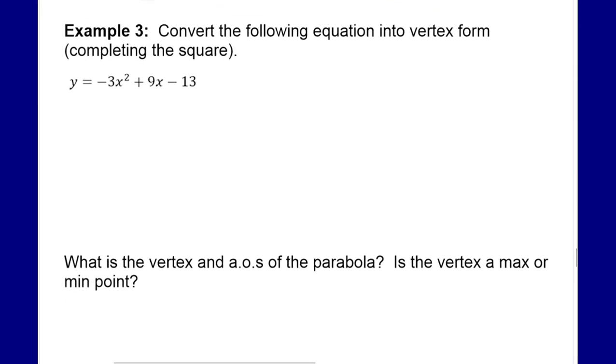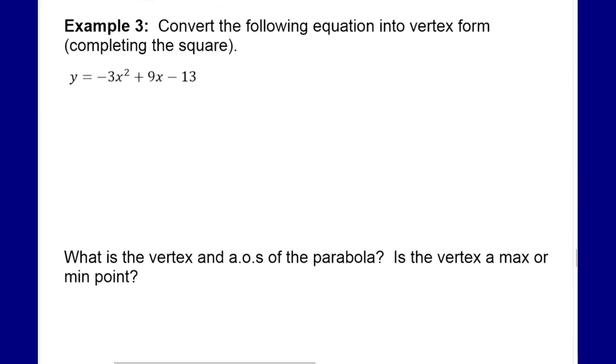So I want you to try to do example 3 on your own. I'd recommend pausing the video, try to do this one on your own, go through the same steps. I will give you the hint that when you put brackets around, you will need to factor out a negative 3. So I'll give you that starter and let you work from there. Complete the square, find the vertex, and determine whether it's a maximum or a minimum value.